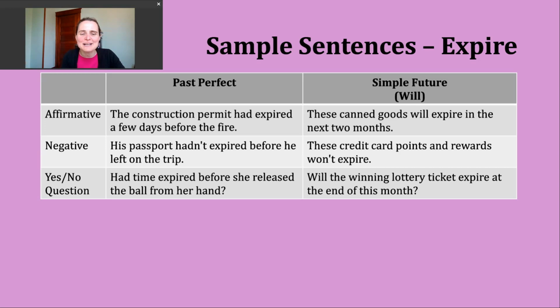You can see that in the example. Had time expired before she released the ball from her hand? Okay. This type of question is something, if you follow basketball, you might hear people ask, right? So for a shot to possibly count, it's got to be out of someone's hand before the clock goes to zero. That's time expiring, the period ending.